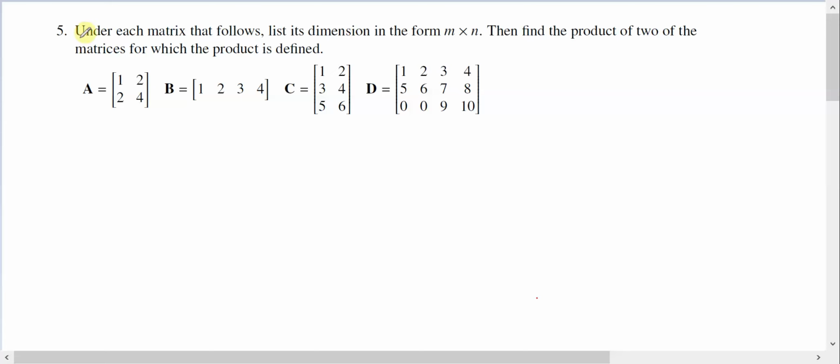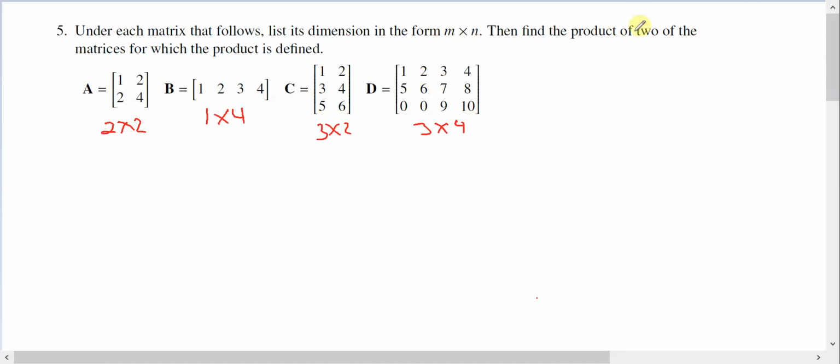All right, number 5 asks us to write the dimension of each matrix here. Dimension being number of rows by number of columns. So this is 2 rows by 2 columns. This one has 1 row and 4 columns, so it's a 1 by 4. 3 rows by 2 columns, and 3 rows by 4 columns.